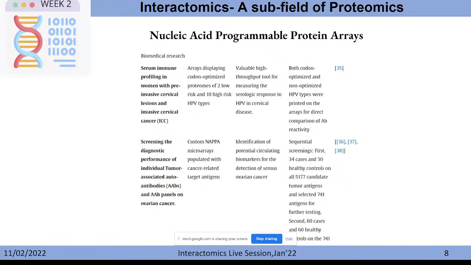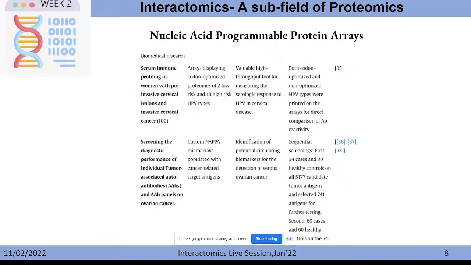So here you can get the immune profiling, like serum immune profiling in women with pre-invasive cervical lesions and invasive cervical cancer, with 2 low risk and 10 high risk HPV types. So it is valuable for measuring the serologic response to HPV in cervical disease. So you just try to understand their experimental plan or experimental procedure.